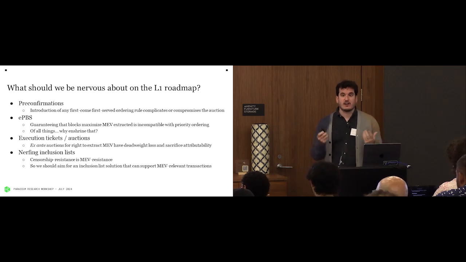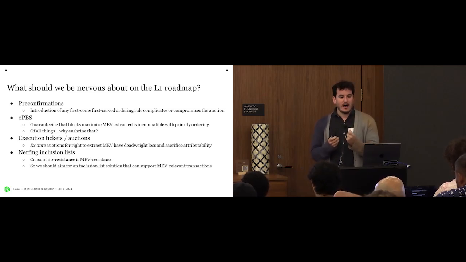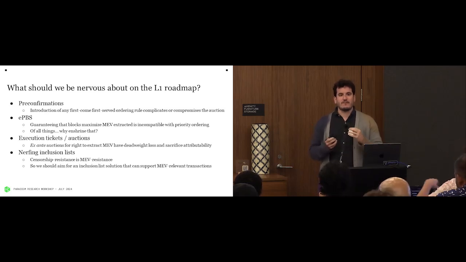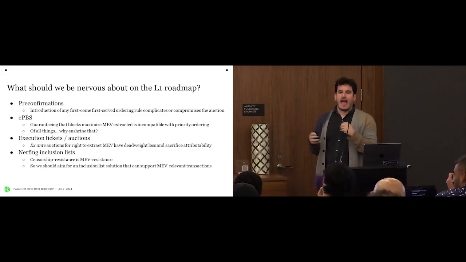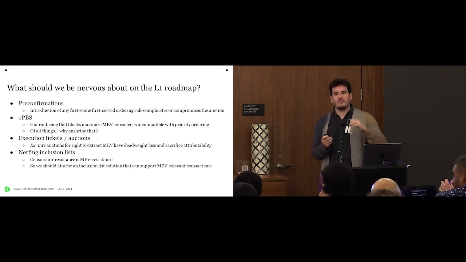Execution tickets and execution auctions, anything that's doing an ex ante auction for the right to extract MEV. In addition to the general problems of proposers capturing MEV, the deadweight loss and the distributional effects, it also sacrifices attributability. It's much harder when you're selling off the right to sequence and to build an entire block, or to sequence an entire chain. Even if you wanted to, how would you distribute the revenue from that to applications on the chain?